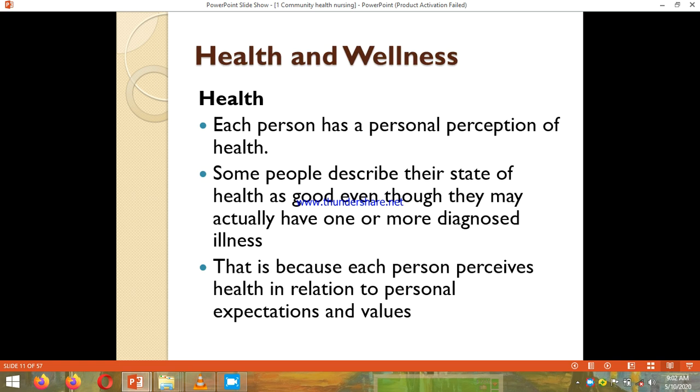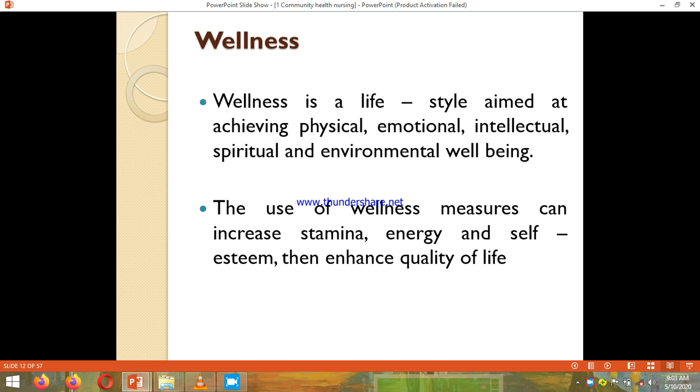Health in personal perception differs from one person to another. Some people describe their state of health as good, even though they may actually have one or more diagnosed illnesses. That is because each person perceives health in relation to personal expectation and value. So that's why they express themselves this way even if they have one or two diseases. They call themselves healthy based on their personal expectation.